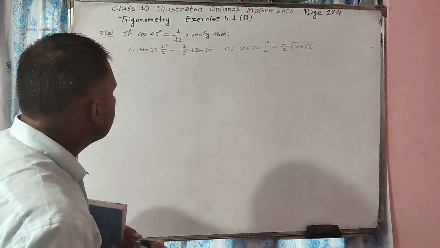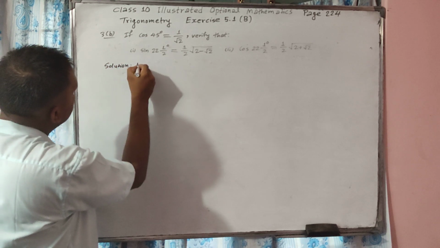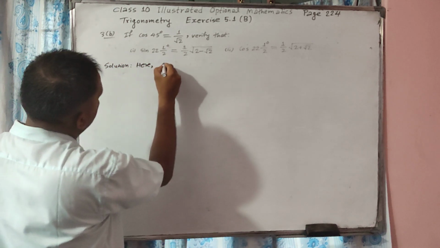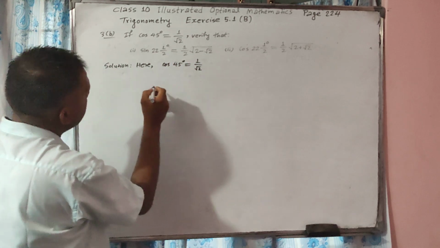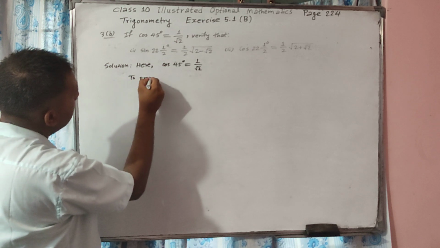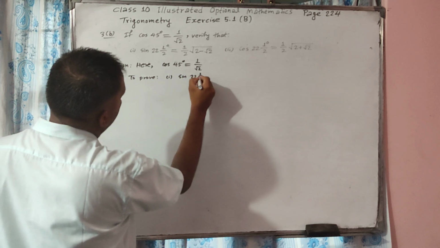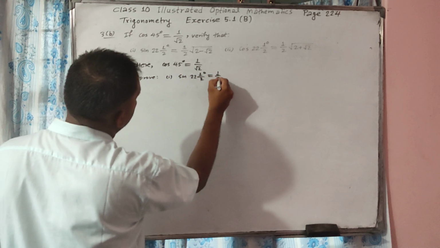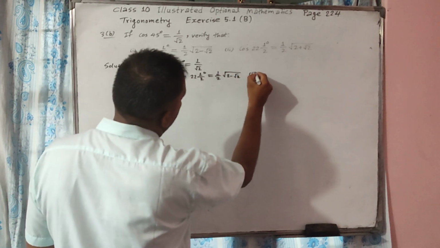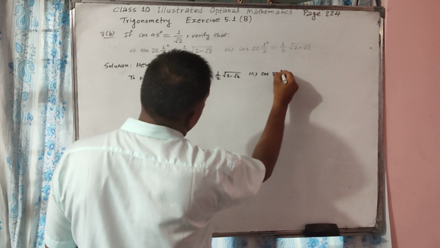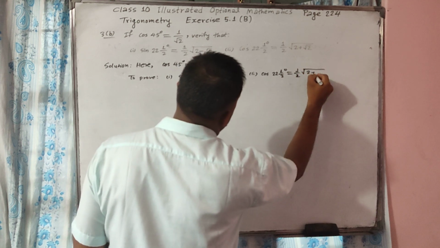Okay, students, now its solution. Solution here. Cos 45 degree equal to 1 by root 2. To prove, number 1, sin 22 and a half degree equal to 1 by 2 square root of 2 minus root 2. Number 2, cos 22 and a half degree equal to 1 by 2 square root of 2 plus root 2.